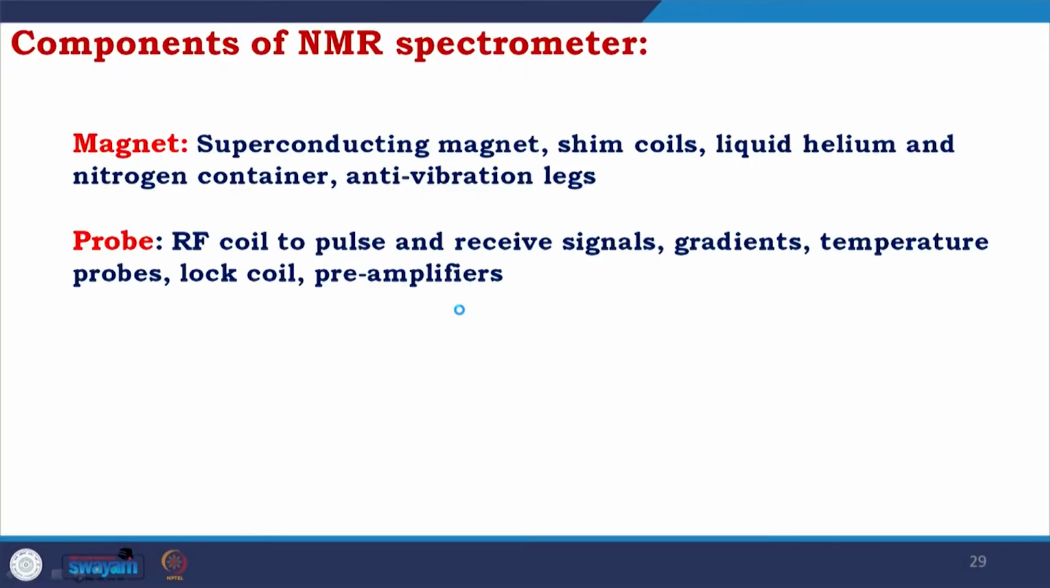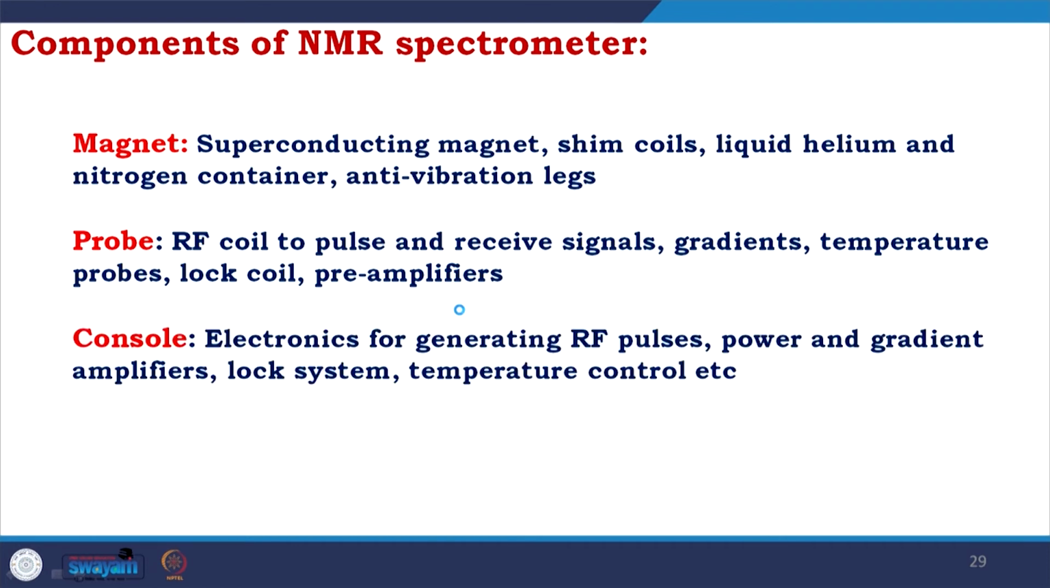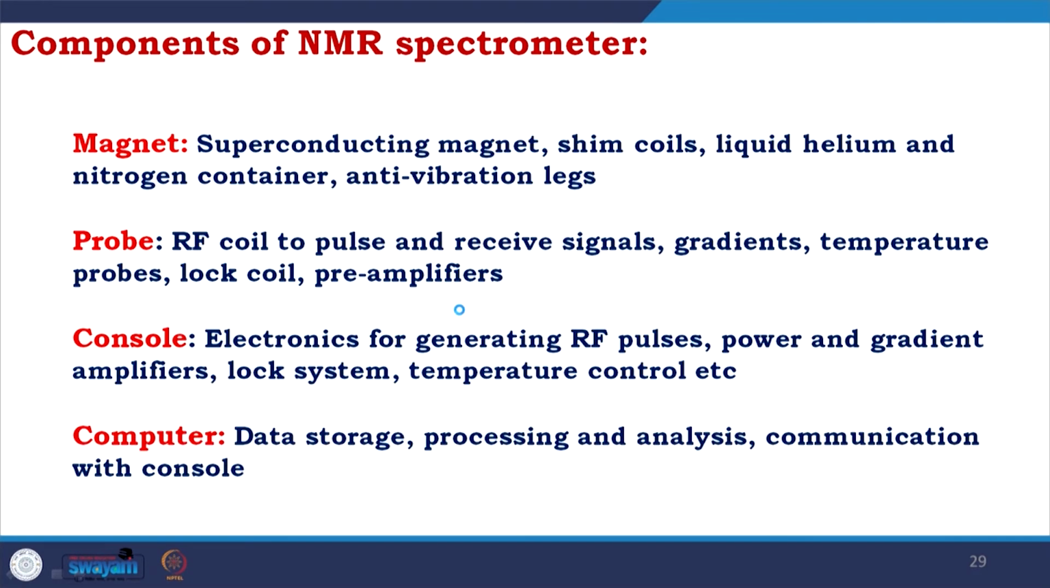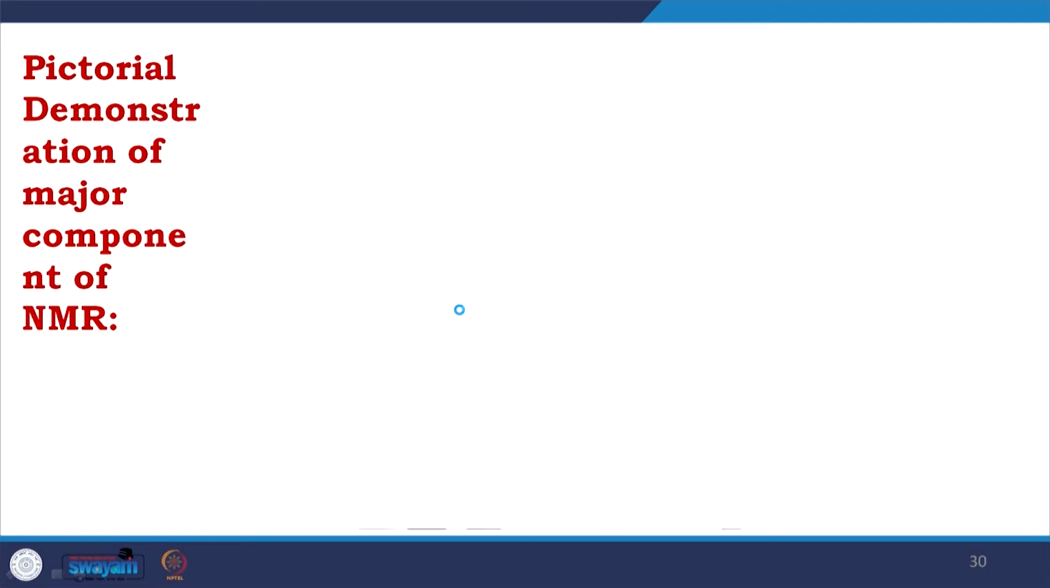Probe: RF coil to pulse and receive signals, gradients, temperature probes, lock coil, preamplifiers. Console: the electronics for generating the RF, the radio frequency pulses, power and gradient amplifiers, lock system, temperature controls, etc. Computer for data storage, processing and analysis, and communication with the console. So, these are the major components.